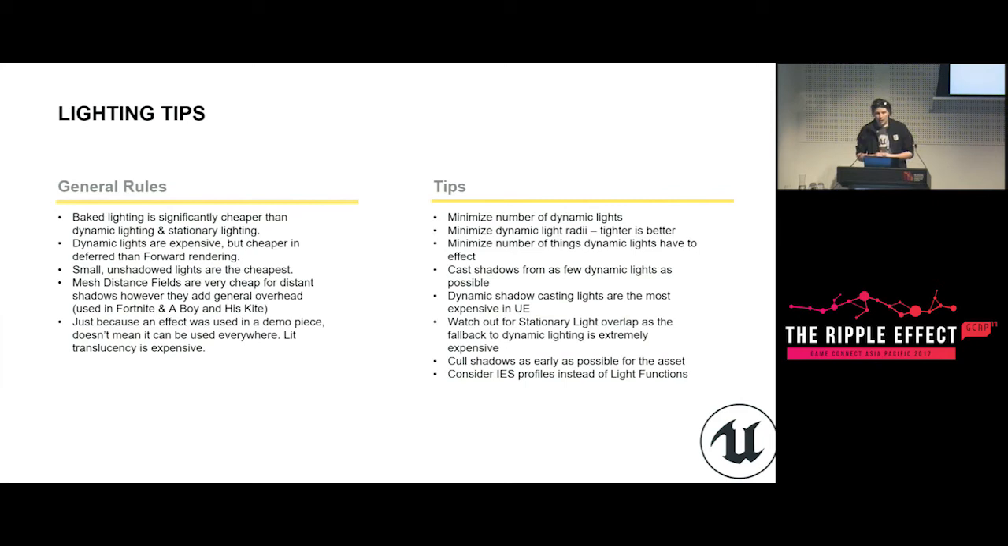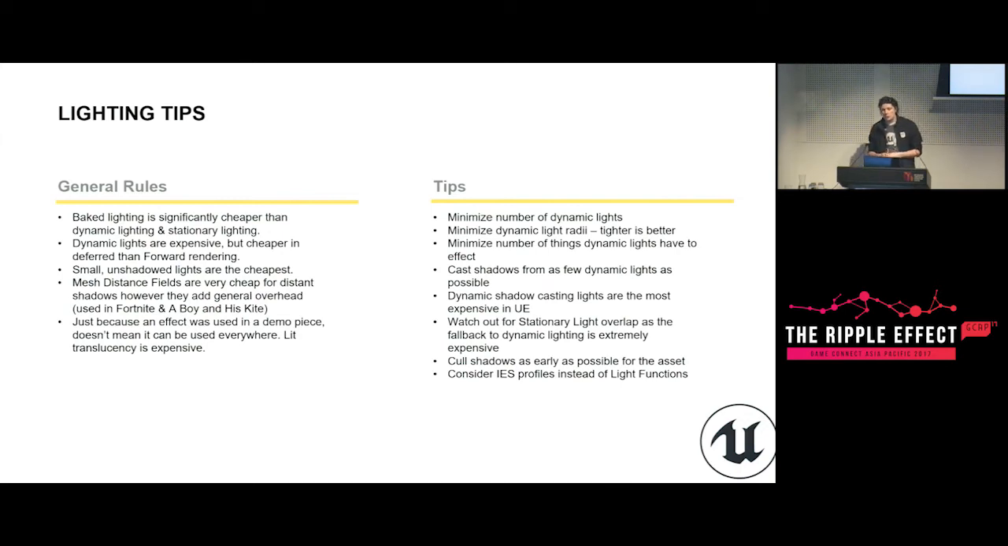Watch out for stationary light overlaps, because if you have too many stationary lights overlapping one another, they fall back to being a dynamic light instead of a stationary light, which is, again, the most expensive type. Also keep in mind that if your skylight is stationary, I believe that counts as one of your stationary light overlaps, so if you do that, you have fewer lights to tinker with.